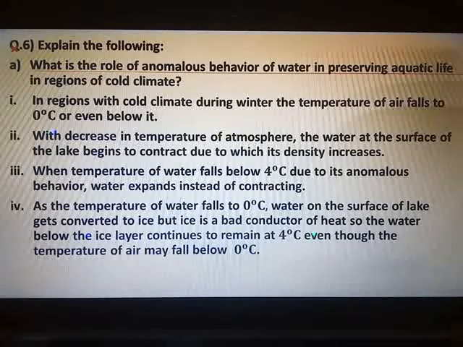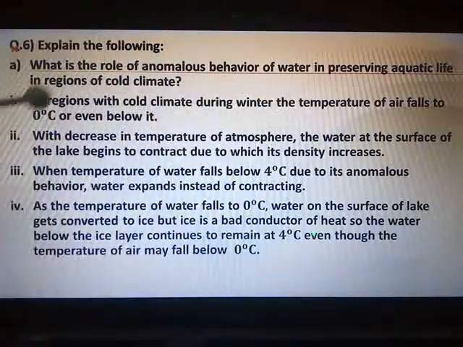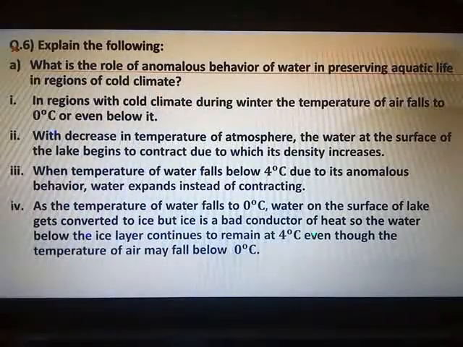Your first statement should state that in the winter, in the regions with cold climate, what happens? The temperature of the air falls to 0 degree or even below it. You have studied in geography about the tundra region and all. There the temperature in the winter season falls even below 0 degree Celsius. So that should be your first point. What happens with the decrease in temperature of the air, of the atmosphere? The water at the surface of the lake begins to contract, due to which density increases.